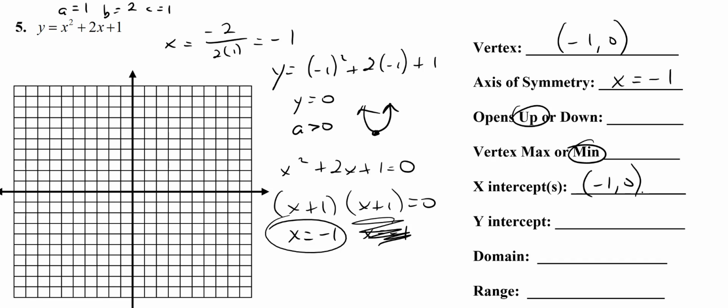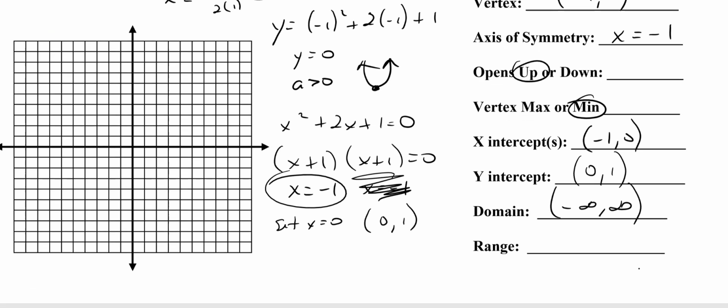And then to find the y-intercept, remember I set x to 0. So set x to 0. And if I do that, I get 0 squared plus 2 times 0 plus 1. I get basically 1. So it's (0, 1). That's the y-intercept. Domain is always negative infinity to positive infinity. And let's do the range before we get any further.